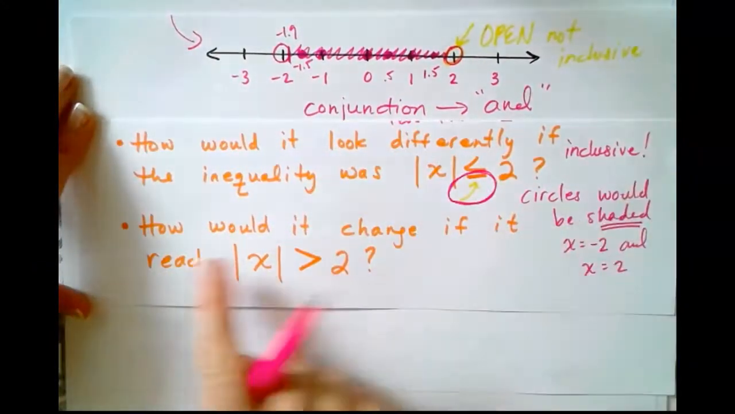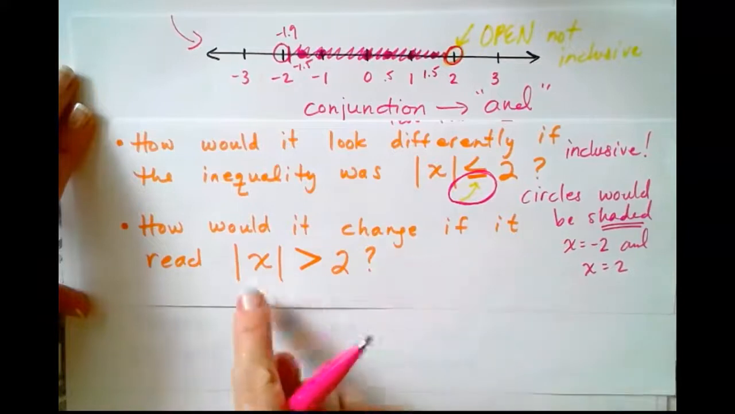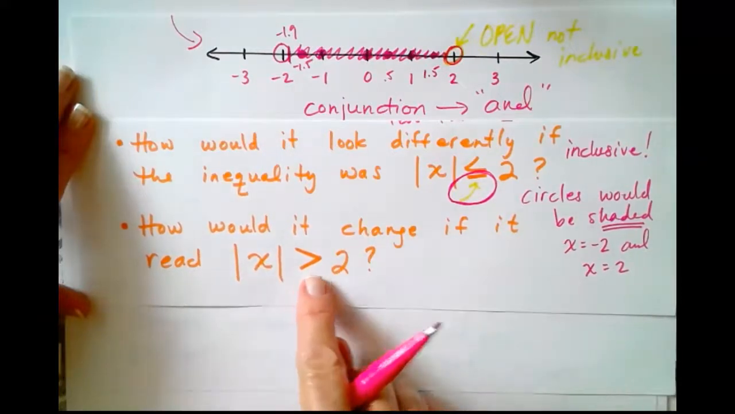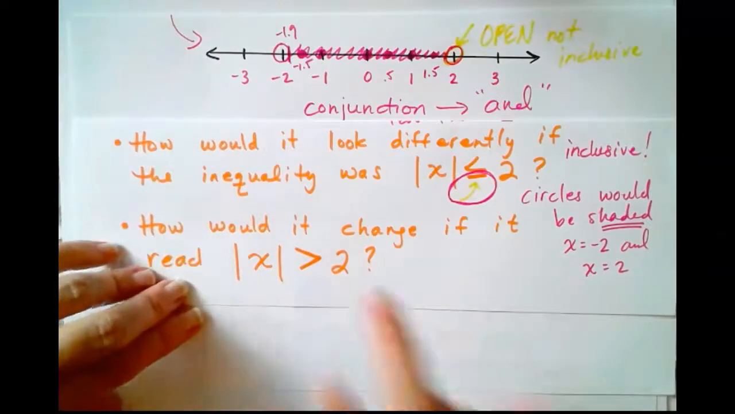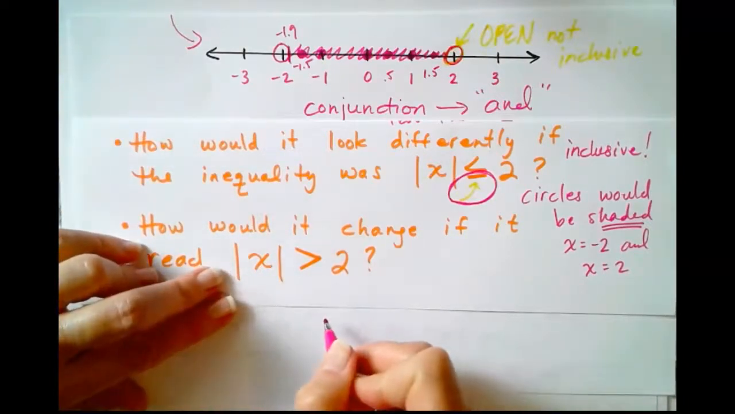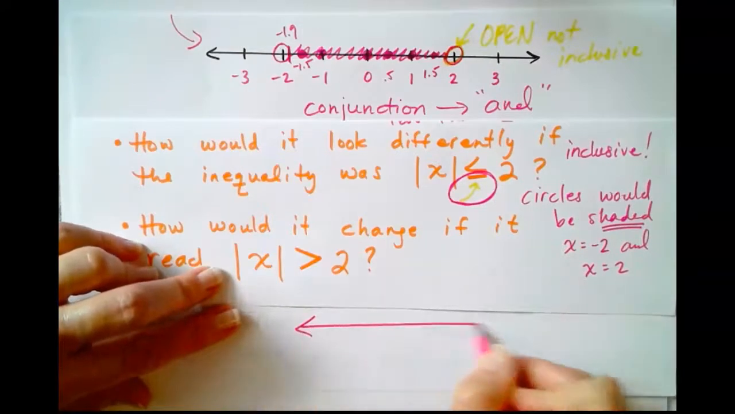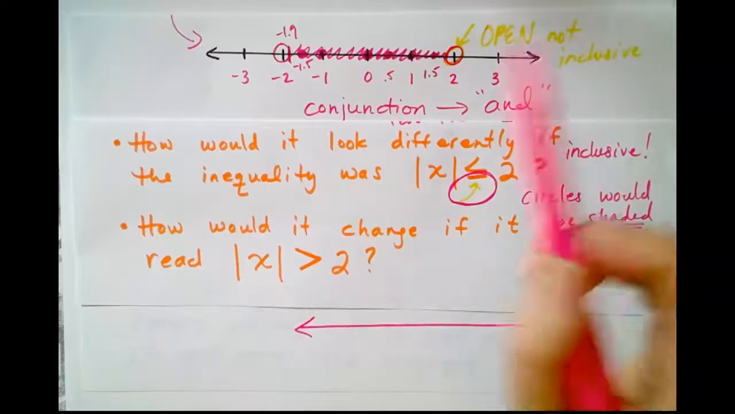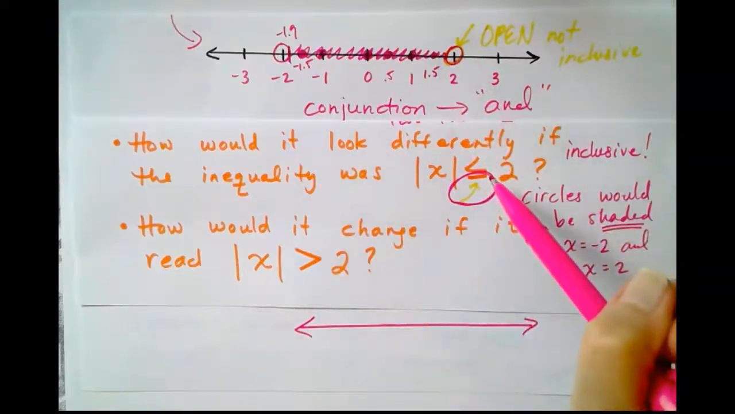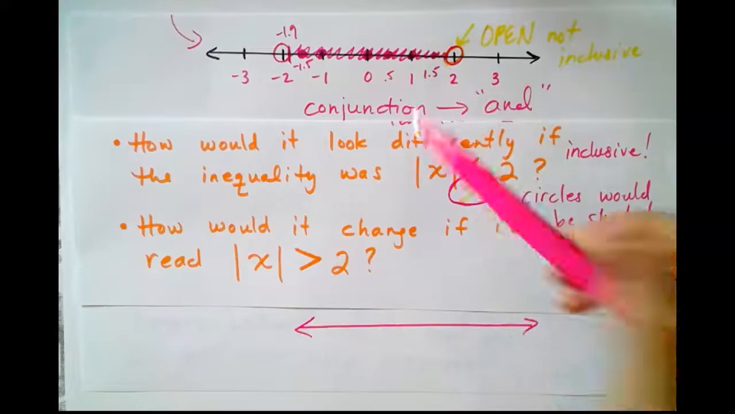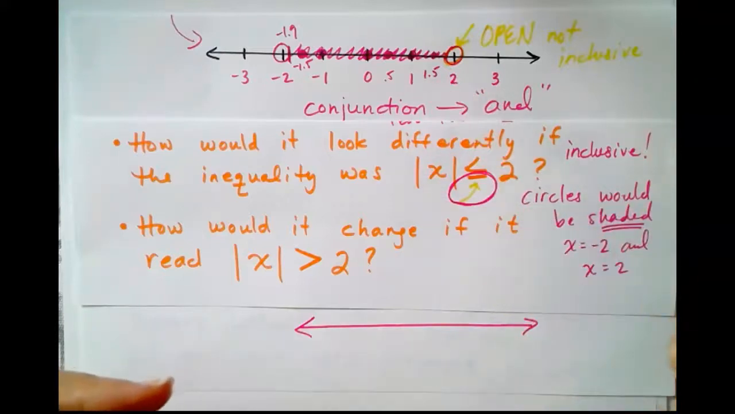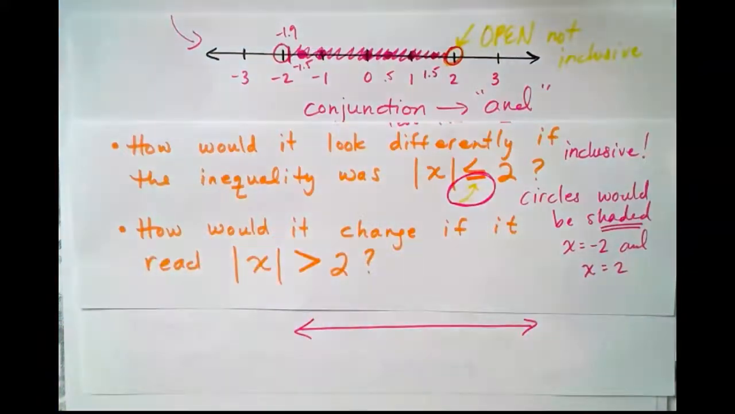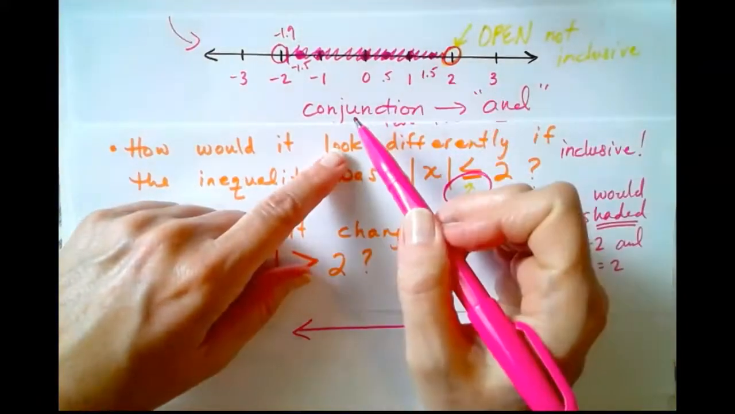Next, how would it change if it read the absolute value of x is greater than 2? Well, let's think about this, and I'm going to draw a whole new number line right down here. And let's think about what's happening here. Our original inequality was less than. When it's a less than, we have an overlap of the two sets.